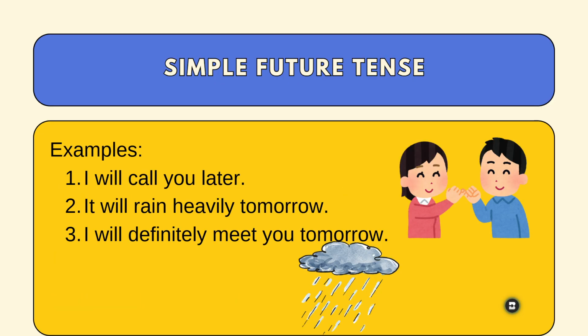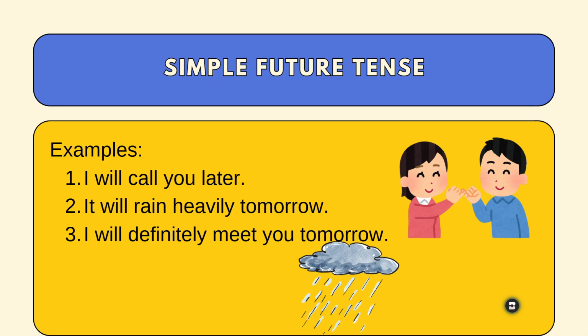Let's look at some examples here. I will call you later. This is an action that you will do later. I is the subject, will to show that it is future tense, and call is the verb here.